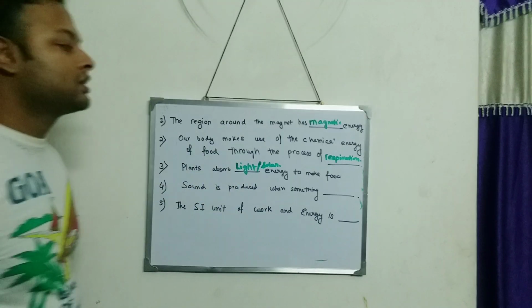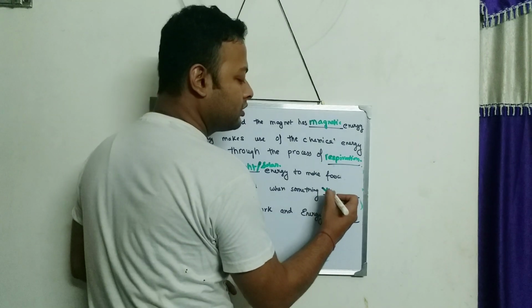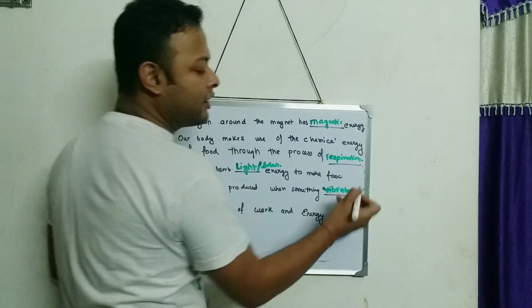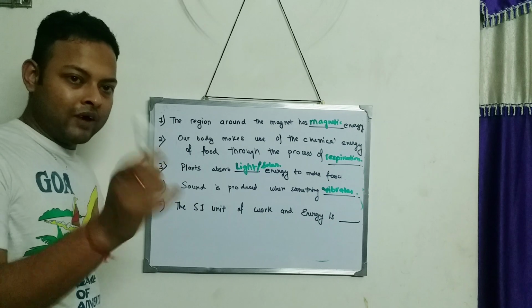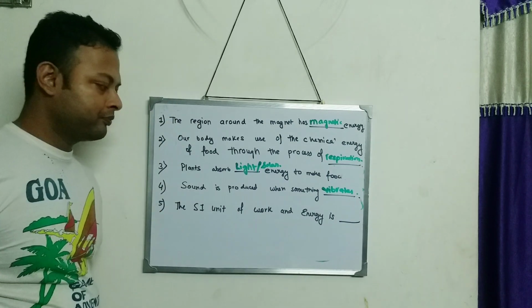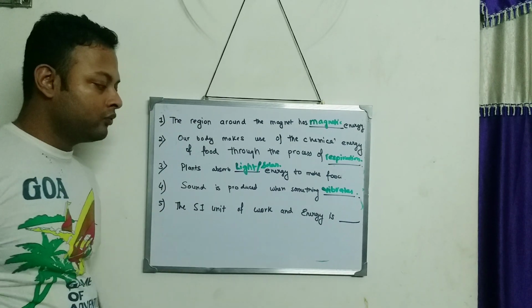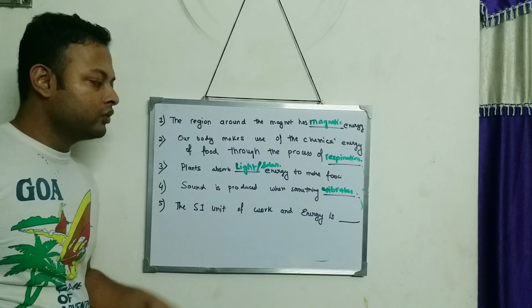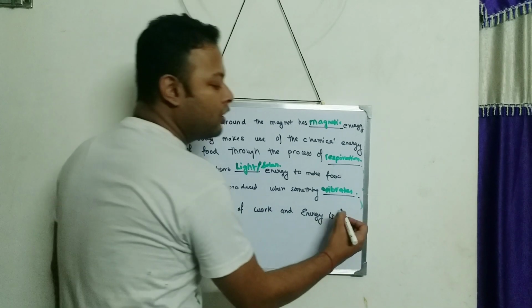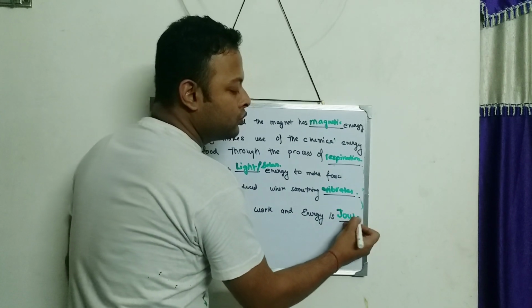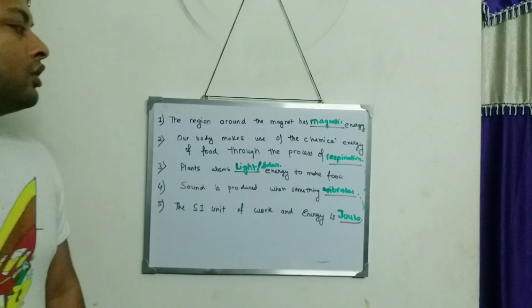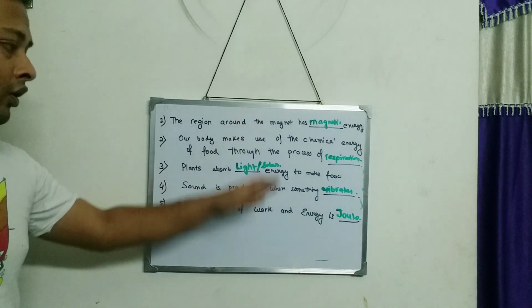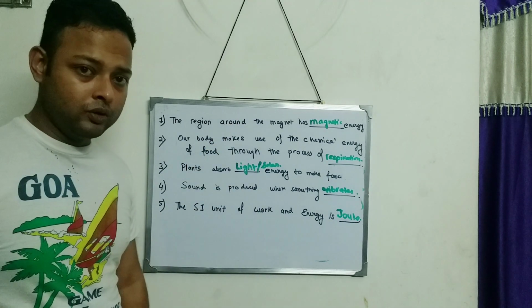Sound is produced when something vibrates. I have taught you, when a body vibrates, sound is produced. The SI unit of work and energy, just previous to this video I have taught you this thing. The SI unit of work and energy is called joule. Okay, it's called joule. So I think all these 5 fill in the blanks are clear to you.